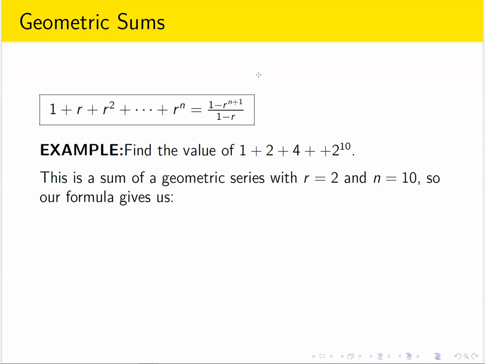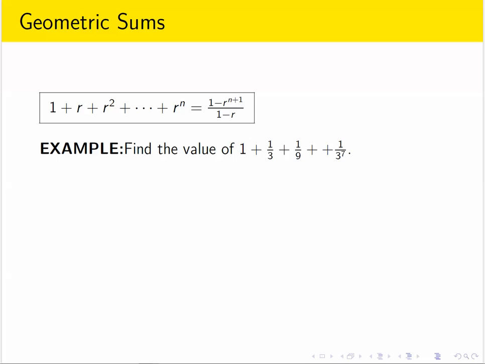So let's use that. Plug everything in. So where we have an r on the right side, we replace it with 2. Where we have an n, we replace it with 10, and 10 plus 1 is what gives us this 11. And then there's another r in the denominator that we also replace with a 2. Okay, so this you can evaluate on a calculator, and it comes out to a nice whole number, 2047.